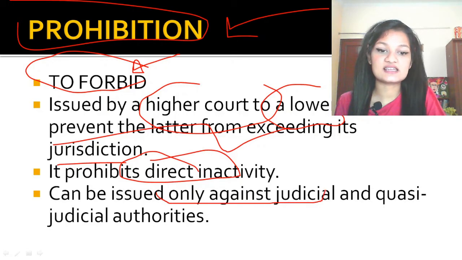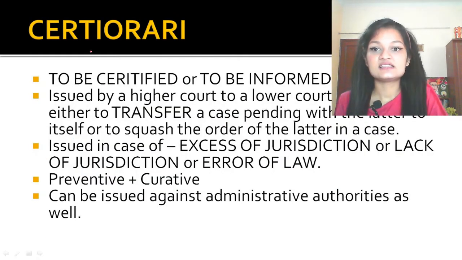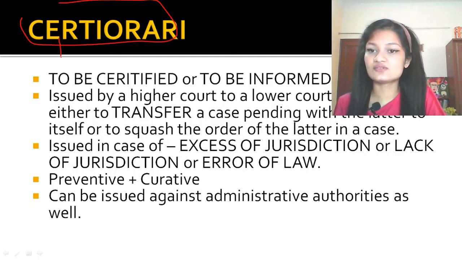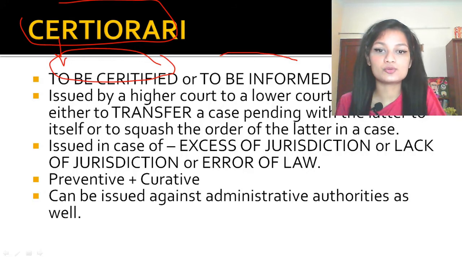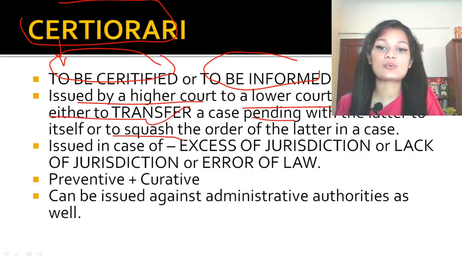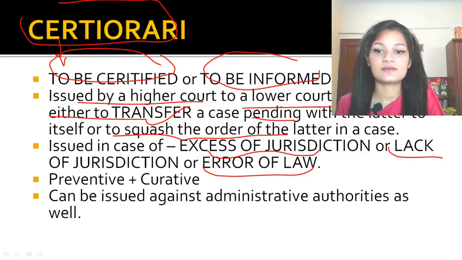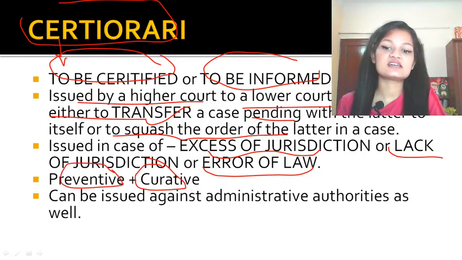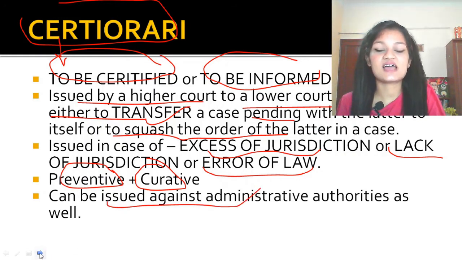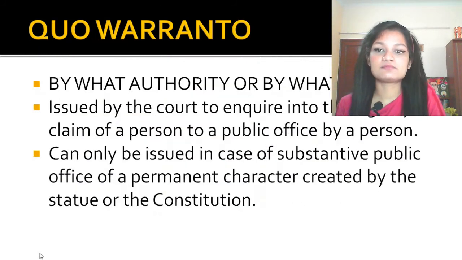It can be issued only against judicial and quasi-judicial authorities. The next is certiorari. As the word states, it implies to be certified or to be informed. So this is issued by a higher court to a lower court or tribunal, either to transfer a case pending with the latter to itself or to quash the order of the latter in a case. So this is issued in the case of excess of jurisdiction, lack of jurisdiction, or error of law. So these are the three cases in which a certiorari is basically issued. So it is preventive as well as curative, and it can be issued against administrative authorities as well. So the scope of this is much broader.